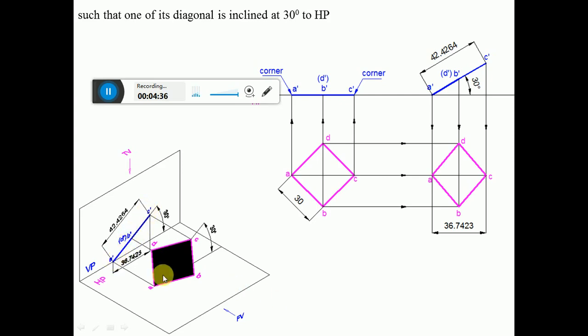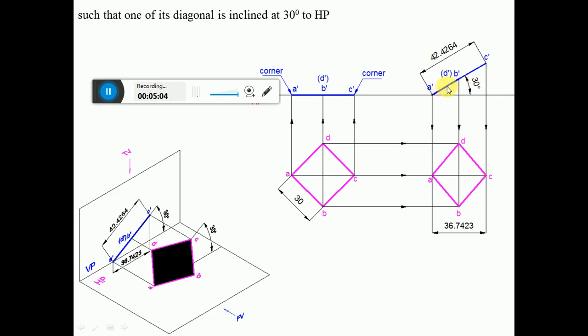And when you look from the front view, ABC is near to the observer, so A dash, B dash, C dash is visible, and D is away from the observer, so D dash becomes invisible, that is within brackets. Now when you see the second position of the orthographic view, you can see that A dash, C dash is the diagonal which is inclined to HP. Since the diagonal is parallel to VP, you are getting the true length here, and the inclination given is also the true inclination.